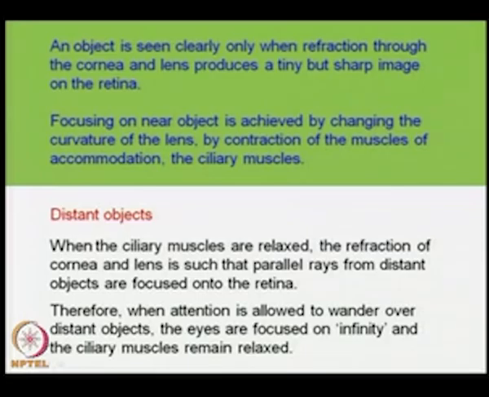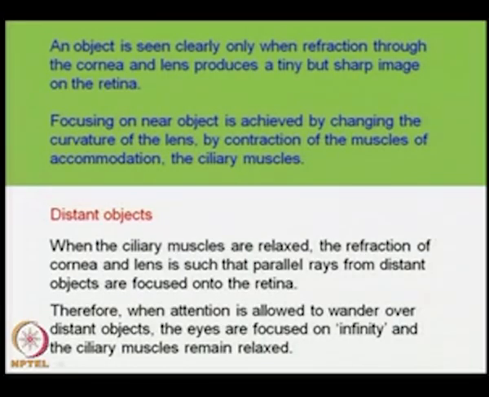An object is seen clearly only when refraction through the cornea and lens produces a tiny but sharp image on the retina. So, the main object we want to concentrate on should be more lighted. Focusing on a near object is achieved by changing the curvature of the lens by contraction of the muscles of accommodation, that is the ciliary muscles. Those muscles are holding the lens.